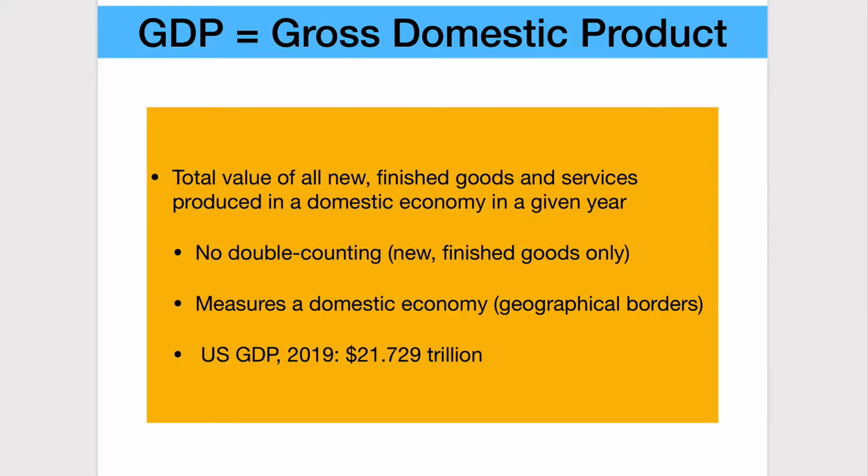So in a previous video, we talked about how the GDP statistic is the total value of all new finished goods and services produced in a domestic economy in a given year, about how it's constructed so that there's no double counting. It's only new finished goods. It measures a domestic economy in its geographical borders. And again, it only looks at the market goods and services, the total market value of all the new finished goods and services. So the US GDP in 2019 was $21.729 trillion.